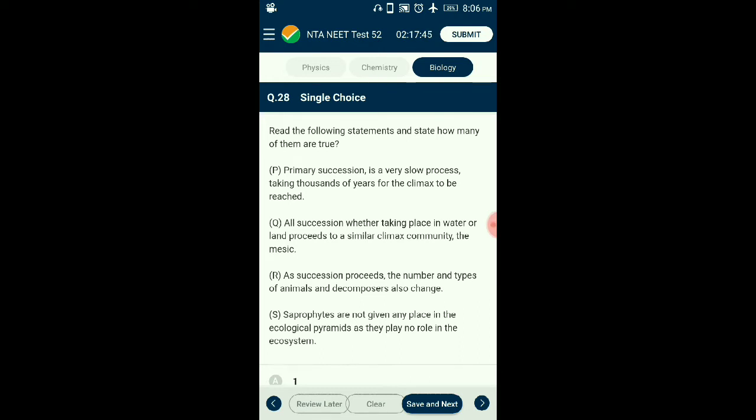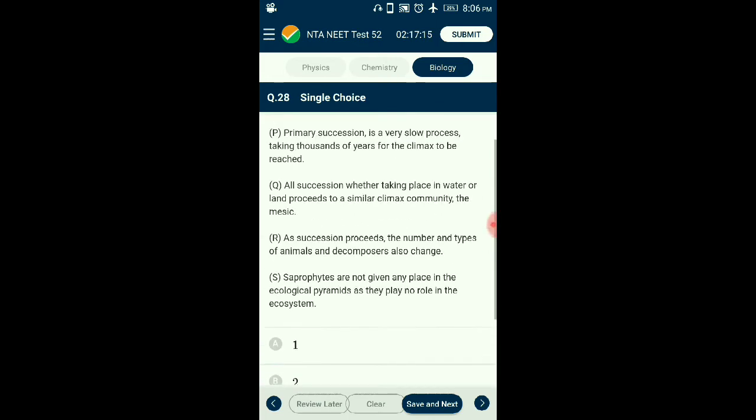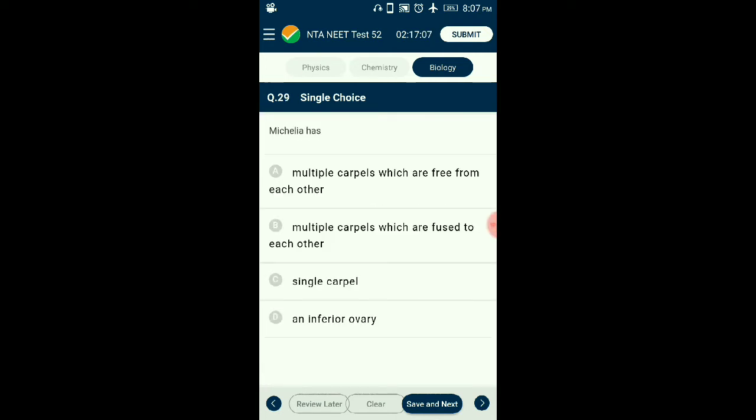Hydrarch succession takes place in water, while xeric succession takes place in dry areas. Both proceed to mesic conditions that are neither too dry nor wet. Saprophytes, though they play a vital role of degrading dead matter in an ecosystem, are not given any place in an ecological pyramid. So the answer for this question is option C. Three statements are true about the following. Question number 29.